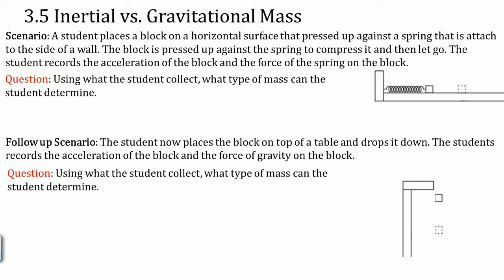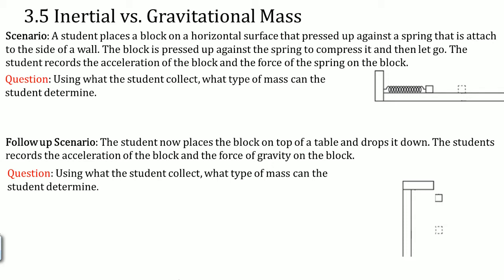Scenario: a student placed a block on a horizontal surface that pressed up against a spring that is attached to the side of a wall. The block is pressed up against the spring to compress it and then let go. The student records the acceleration of the block and the force of the spring on the block.